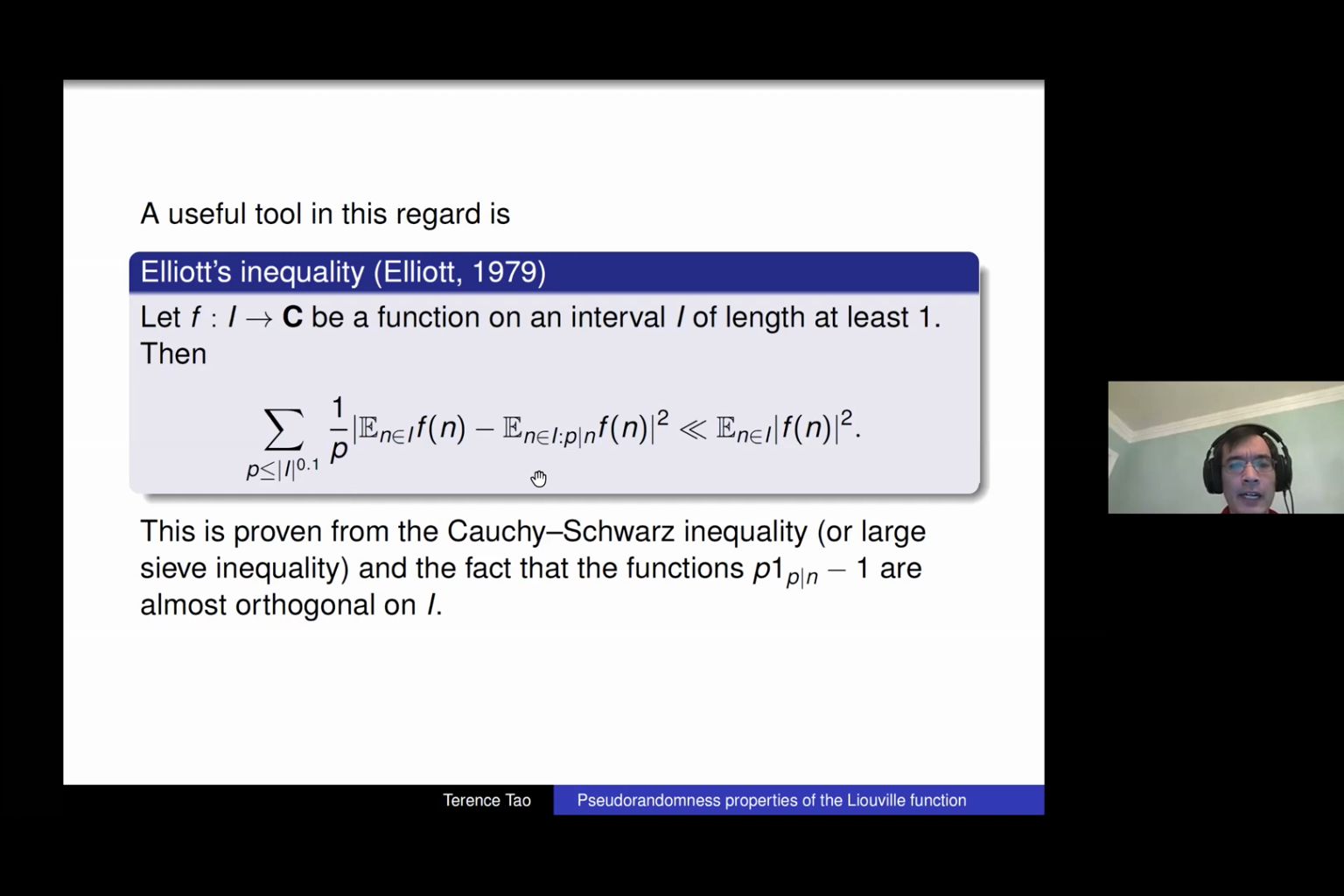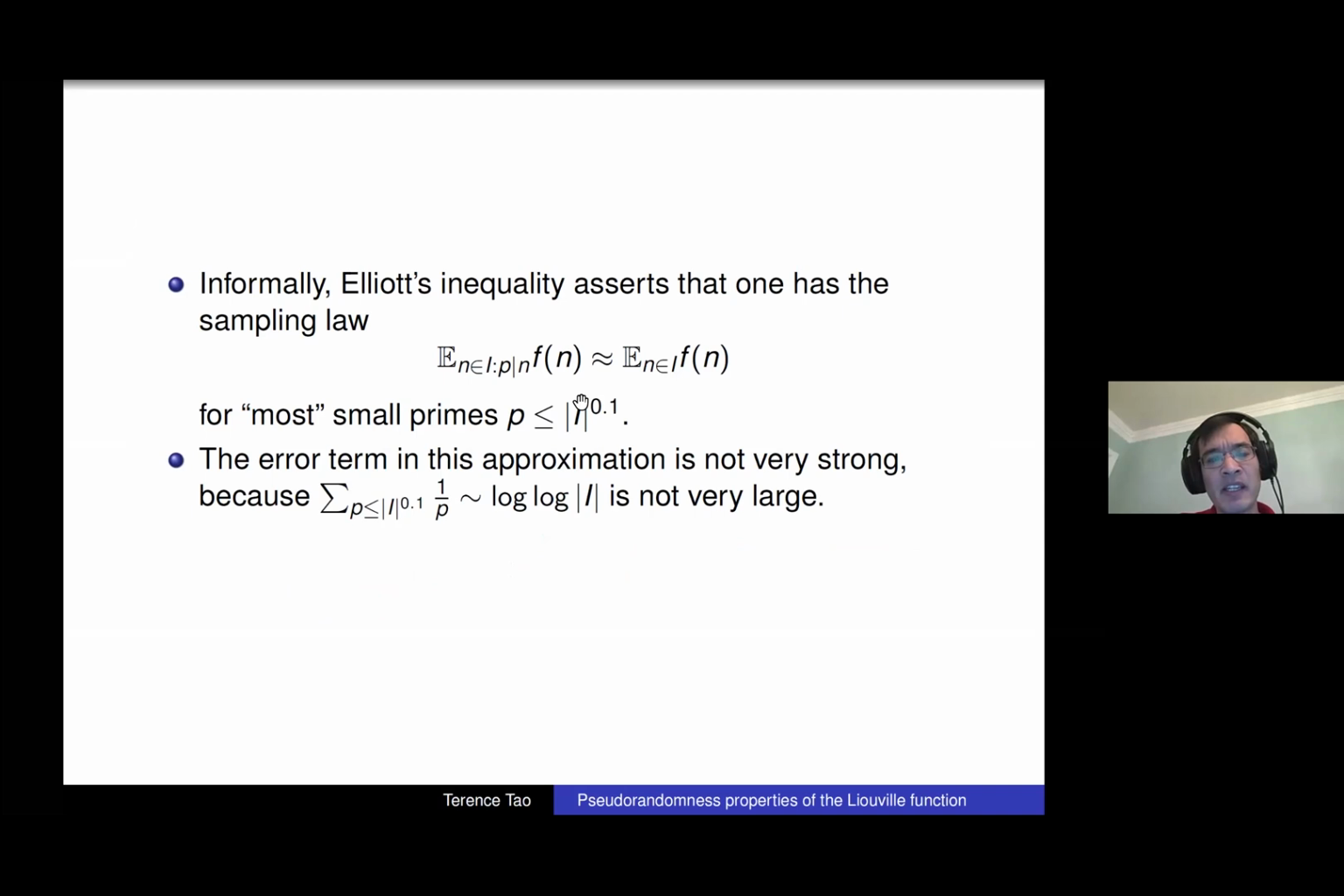All right. So if you take this inequality for granted, what it says is that roughly speaking, for most primes, the local average is the same as the global average. Although you have to quantify what most means, and the quantification is not great because this 1 over p sum does diverge, but extremely slowly. It's like log. And so when you actually try to put bounds everywhere in this type of argument, you only gain log factors, which is not great, but it's still non-trivial. Okay, so all right, that's Elliott's inequality.